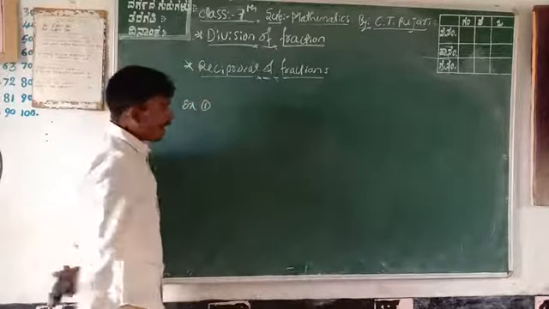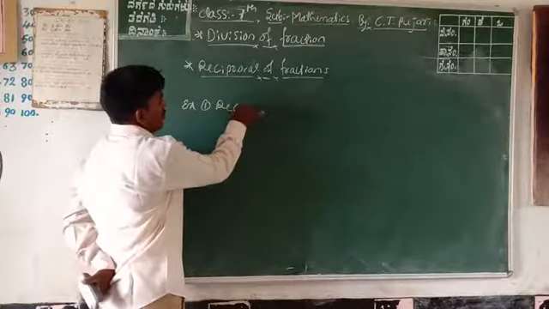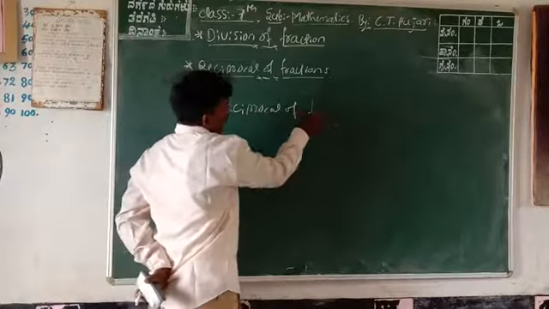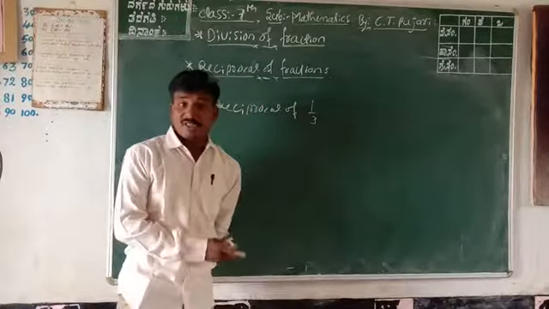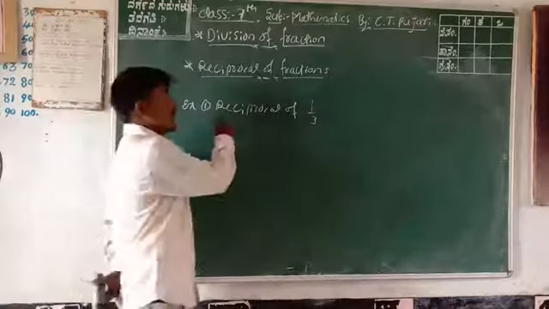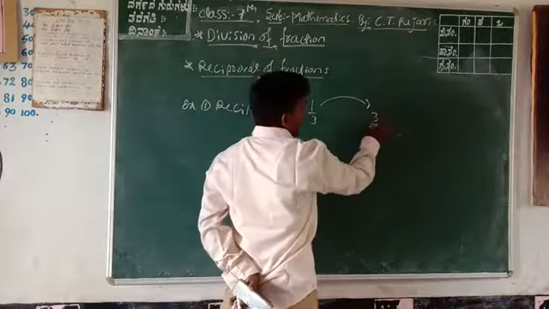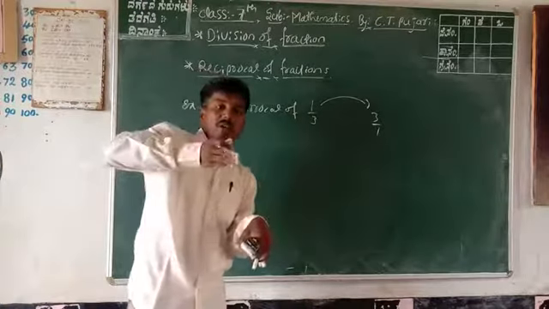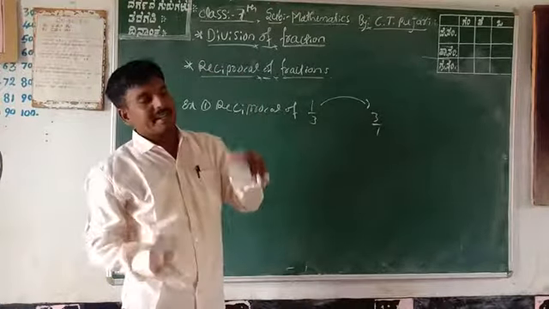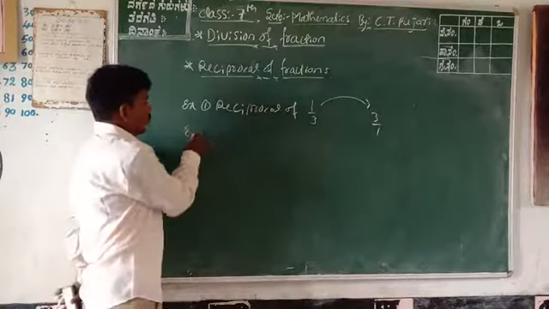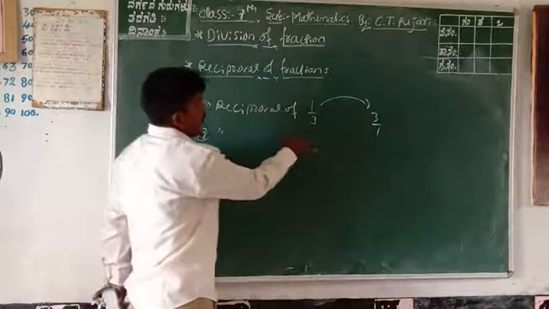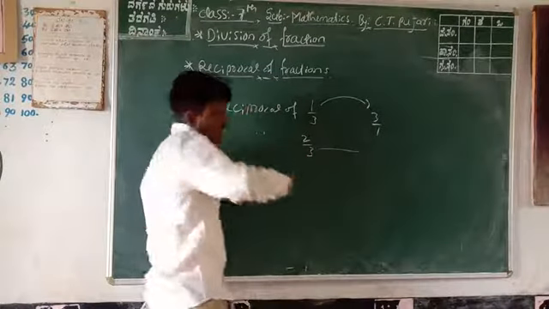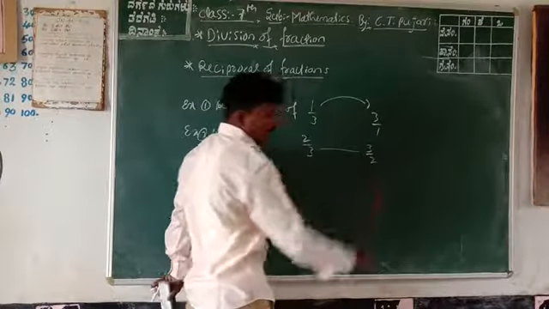Reciprocal of fractions. Example number 1: write the reciprocal of 1 by 3. The reciprocal of 1 by 3 is 3 by 1. Reciprocal means you change the numerator into the denominator and the denominator into the numerator. Example 2: the reciprocal of 2 by 3. Again reverse the order: 3 by 2 is the reciprocal.